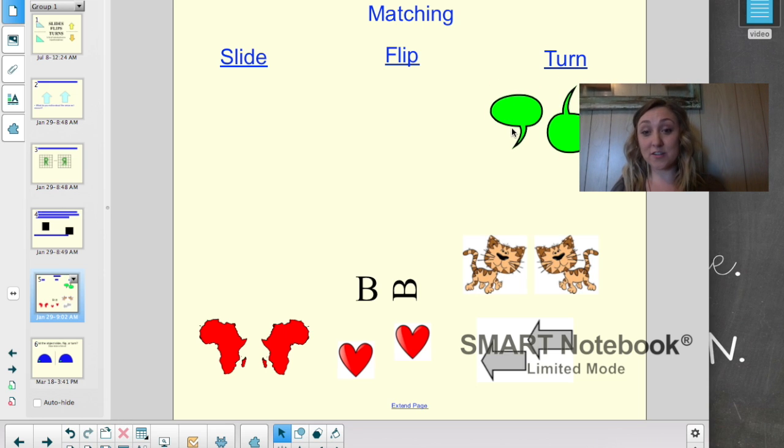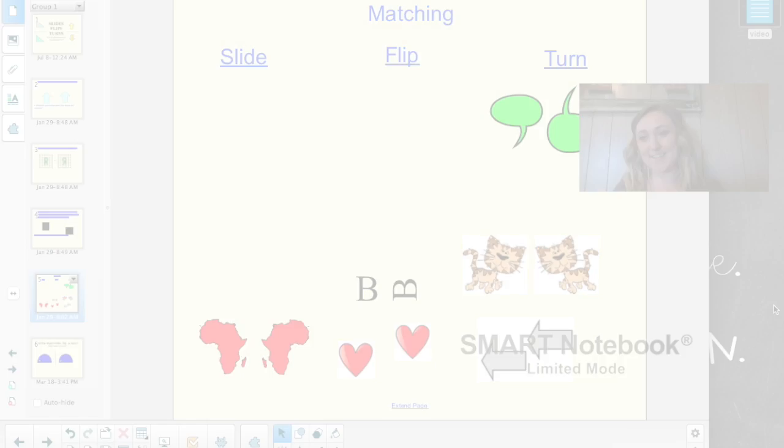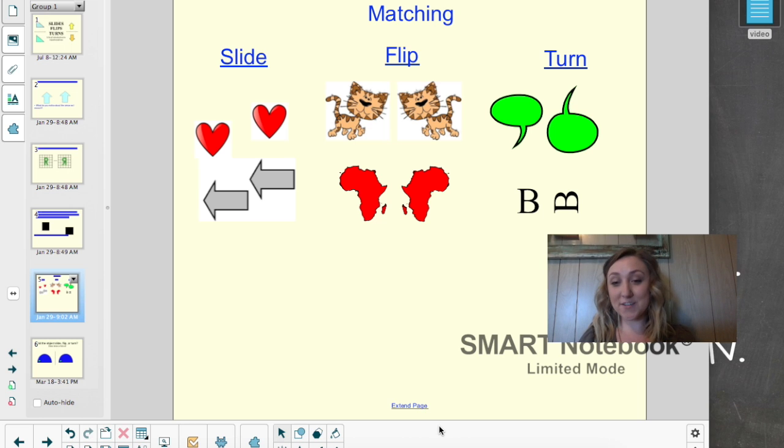Alright, so now it's your guys' turn, so get in a line. There's 5 more to do, and then we'll double check at the end. Alright, so this is what our finished Smart Notebook should look like after we matched all of these. So we see the hearts, those were just sliding. It slid upwards a little bit. The arrow slid down here. This cute little kitty cat just flipped itself over like it's looking in a mirror. The same here. Which continent is this? Africa. Alright, and then let's look at these here. This is a turn, and then the B also rotated as well. So hopefully we got those all right.